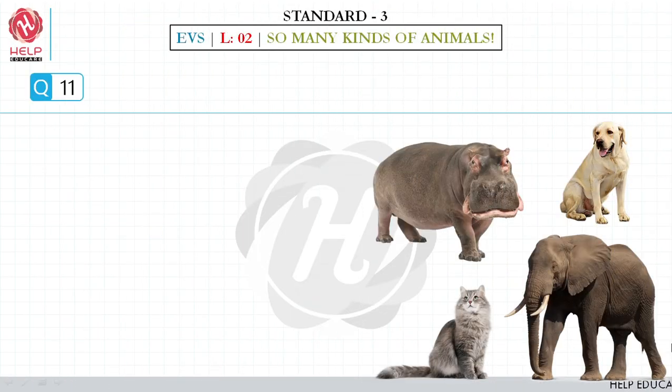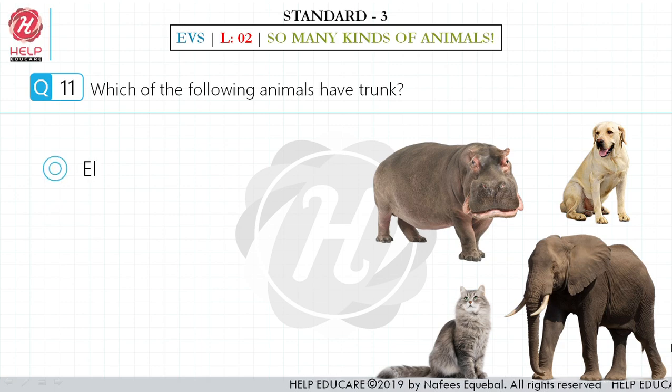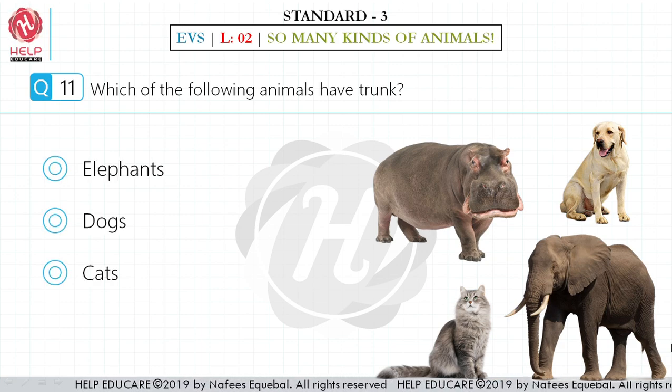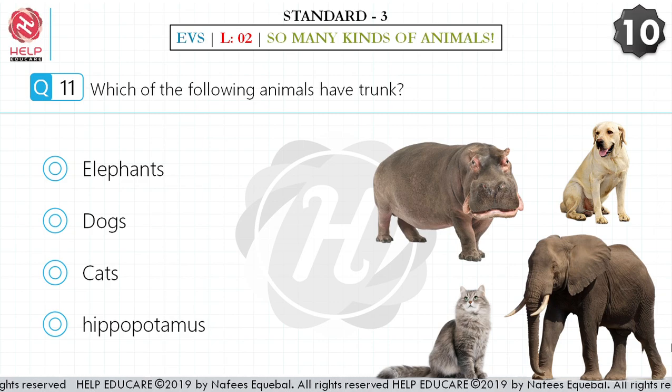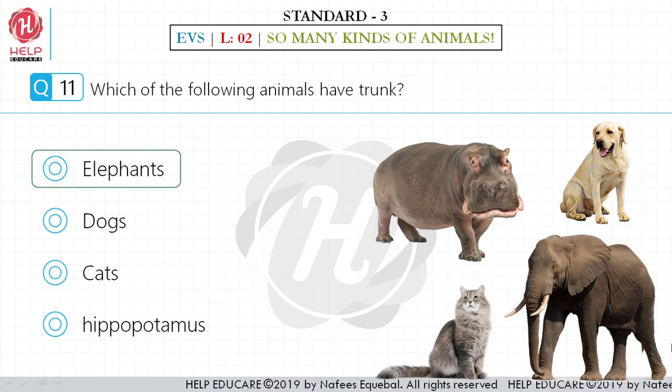Question number 11. Which of the following animals have trunk? First option, elephants. Second option, dogs. Third option, cats. Fourth option, hippopotamus. Your time starts now. Correct answer is elephants.